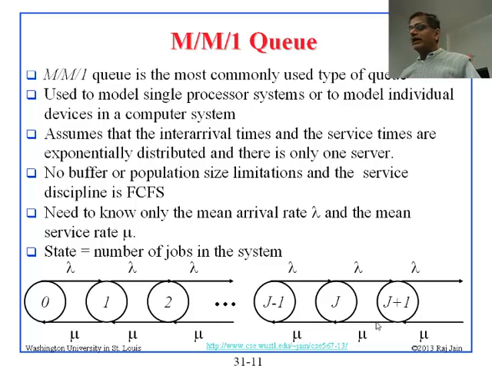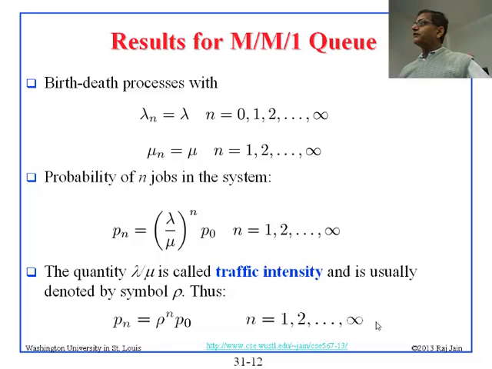So if you remove all those in the previous formula, basically all lambda n's are equal to lambda, all mu n's are equal to mu, then your first formula becomes Pn is equal to lambda upon mu raised to n times P0. If you call this rho, then it becomes Pn is equal to rho raised to n times P0. What is rho? Rho is the arrival rate divided by the service rate.